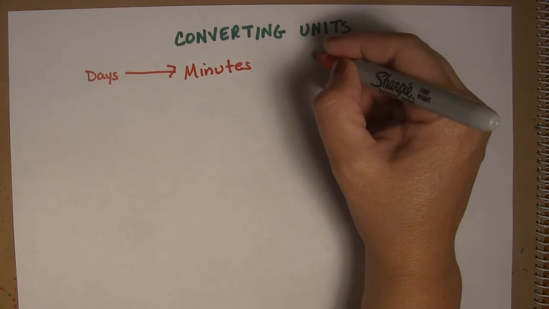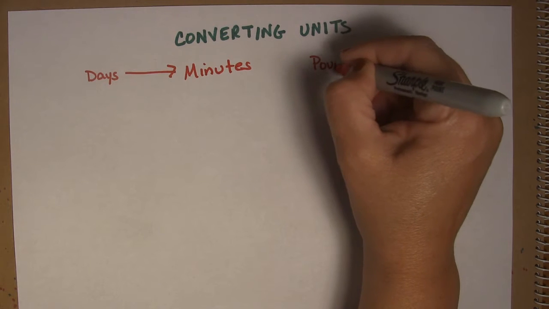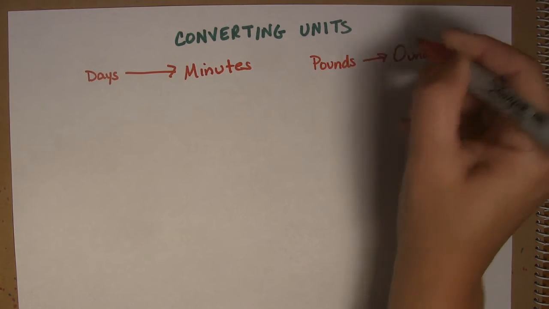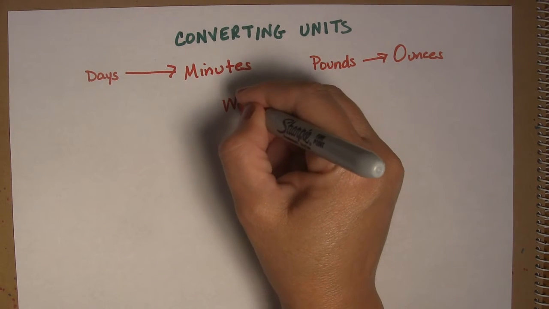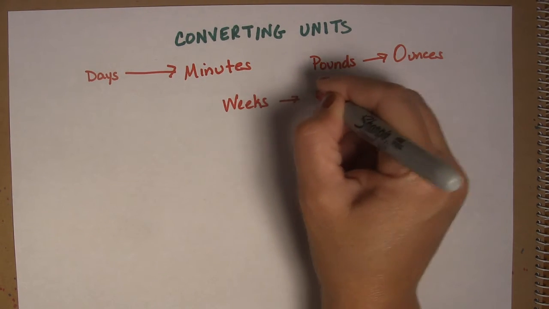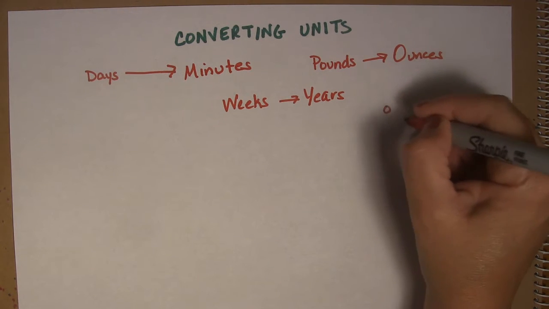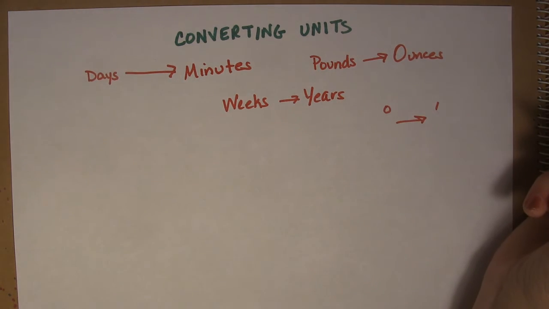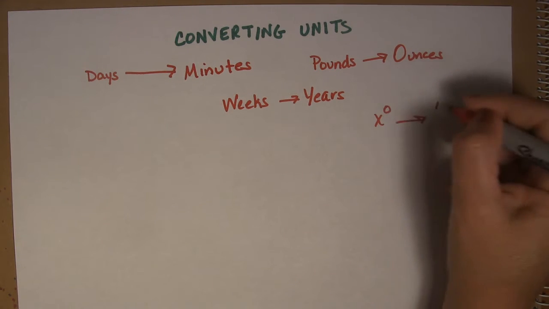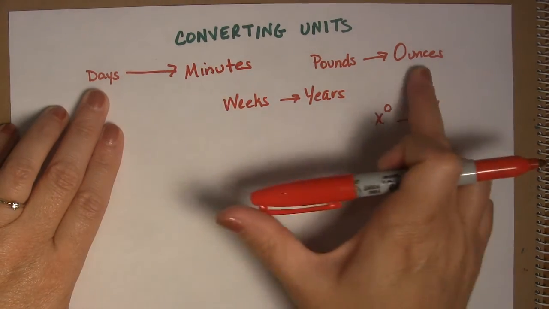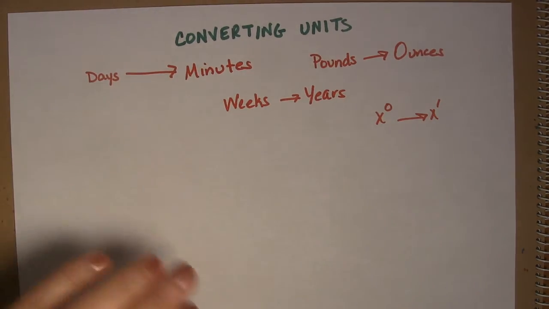You might also want to change pounds into ounces. What are some other things? You want to change weeks into years. You might want to change degrees into minutes. Anytime you want to change the unit that you're working on, you have to go through a conversion process.